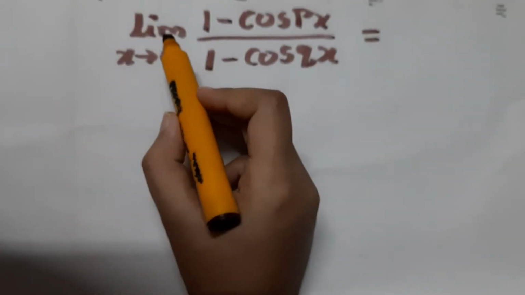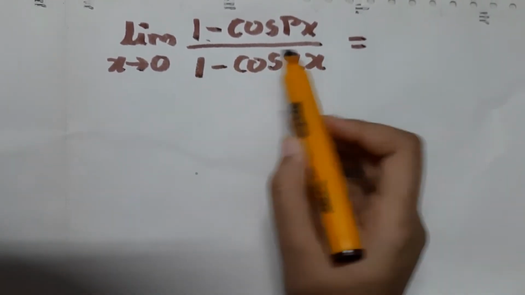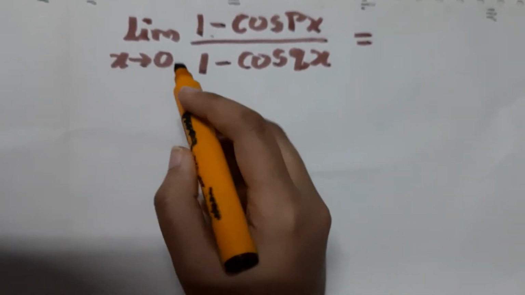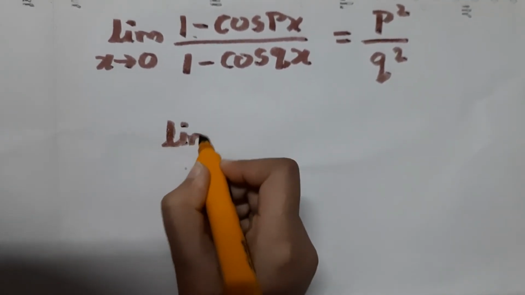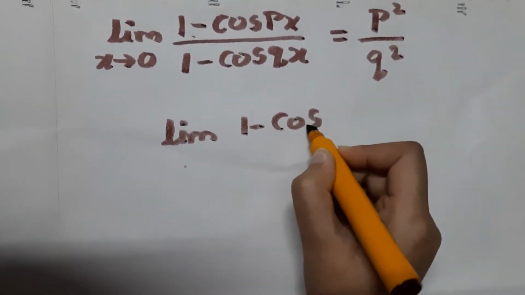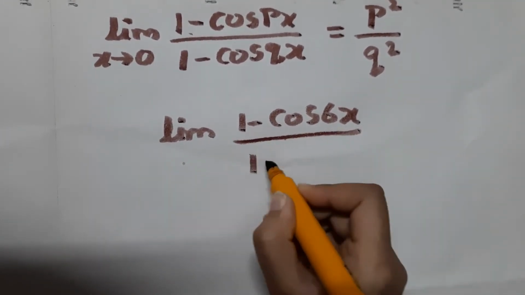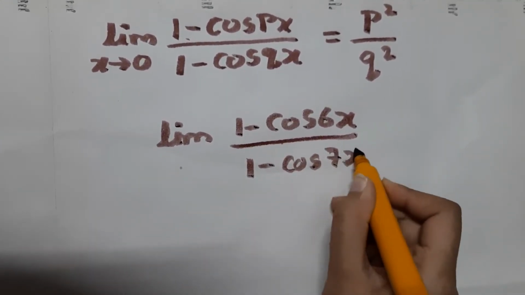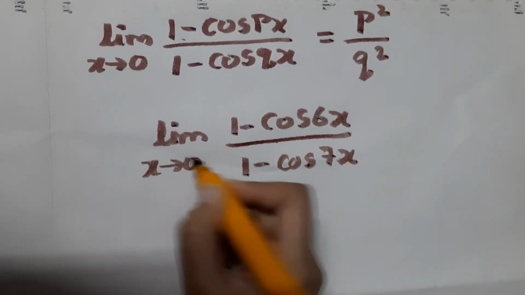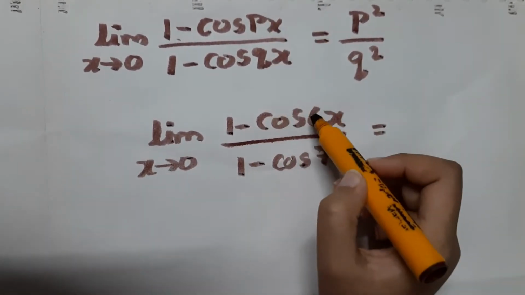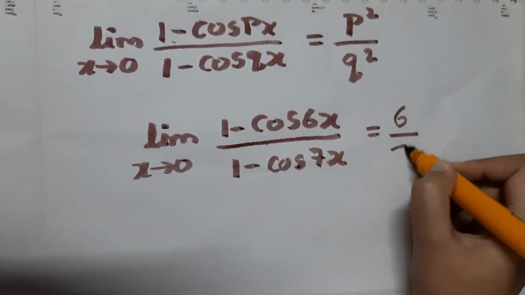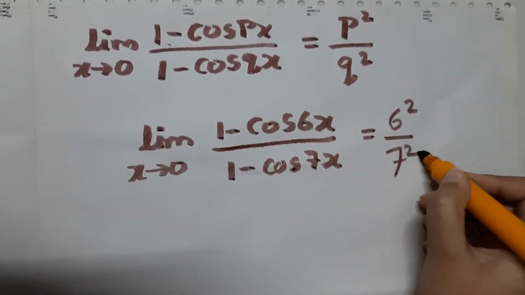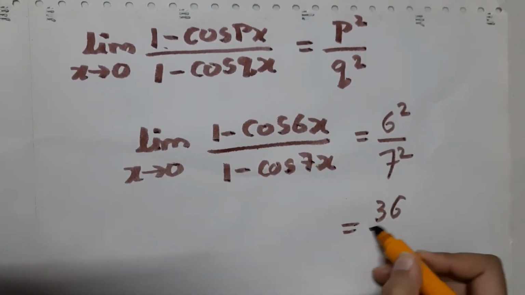Number 3. Limit 1 minus cos px upon 1 minus cos qx as x tends to 0 can be written as p square upon q square. Let us take an example. Limit 1 minus cos 6x upon 1 minus cos 7x as x tends to 0 can be written as, instead of p we have to write 6, instead of q we have to write 7, and we have to take their squares. So the answer is 36 upon 49.